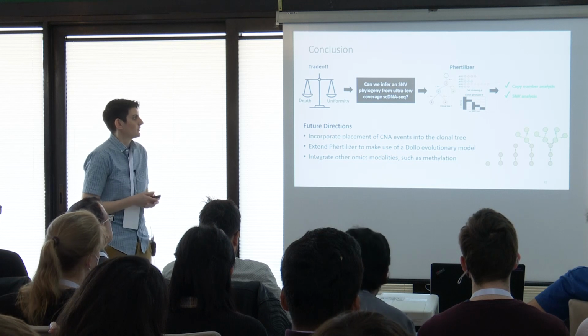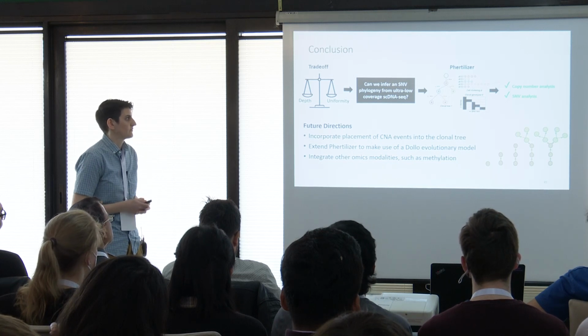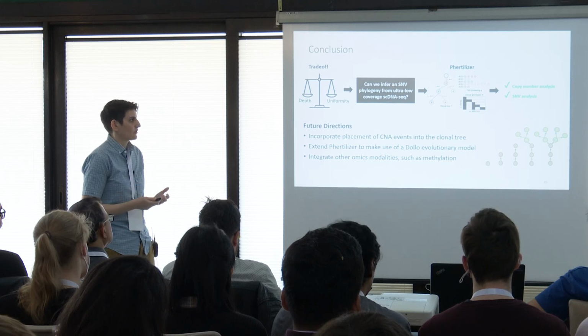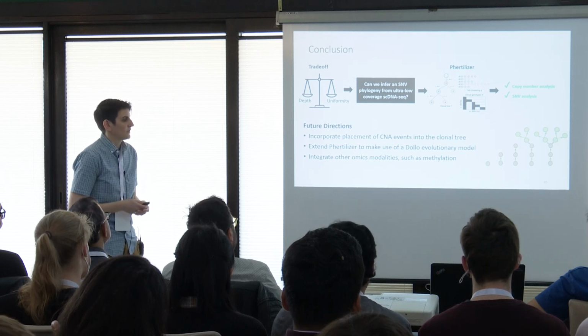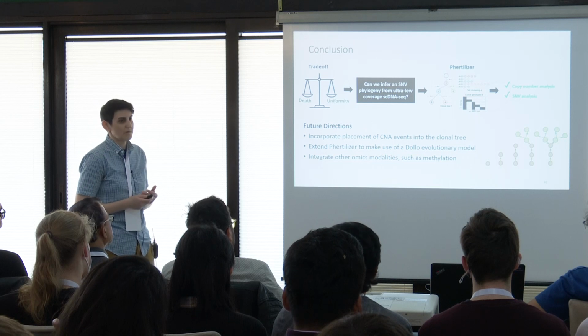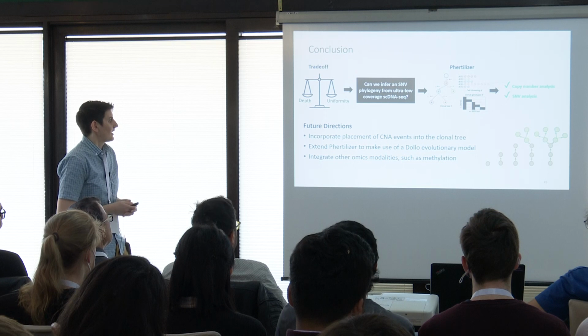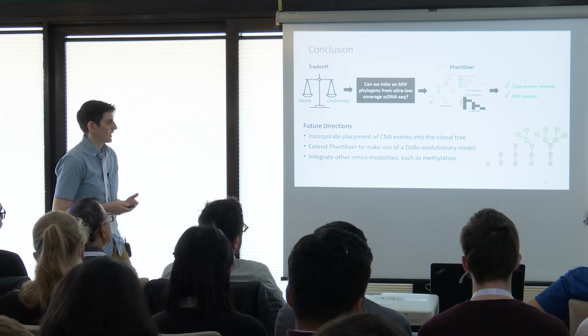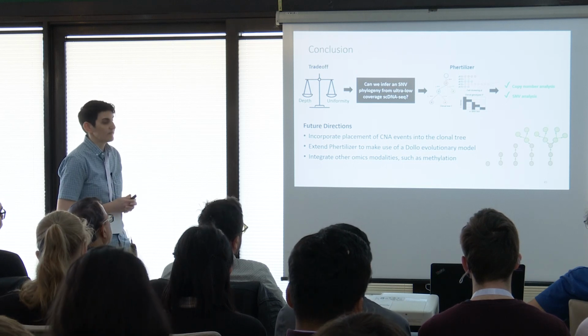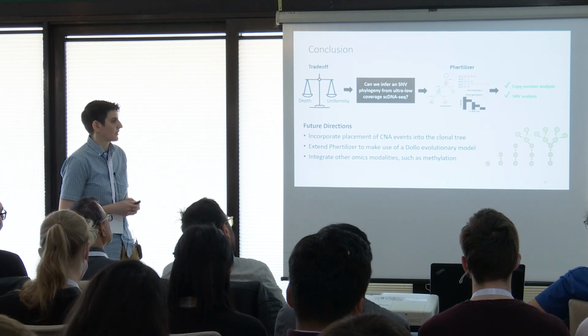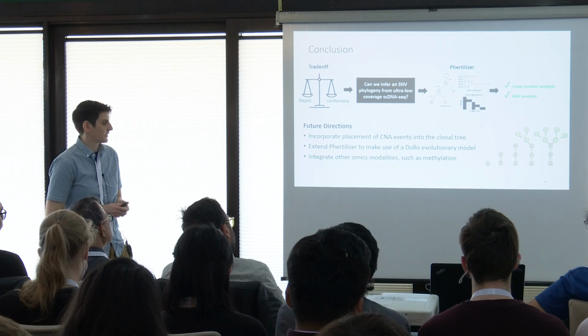So in conclusion, we showed that it is possible to infer an SNV phylogeny from ultra-low coverage single-cell DNA sequencing data using our method Phertilizer. This will now allow people to perform copy number analysis and SNV analysis from the same set of cells. In terms of future directions, we'd like to look at incorporating CNA events directly into the clonal tree, as well as extending Phertilizer to make use of other evolutionary models and omics modalities.